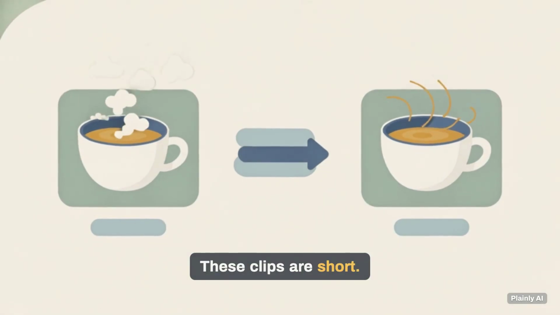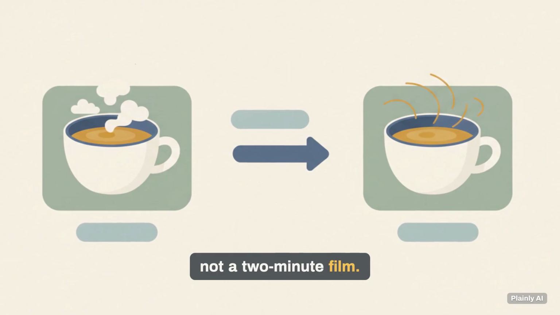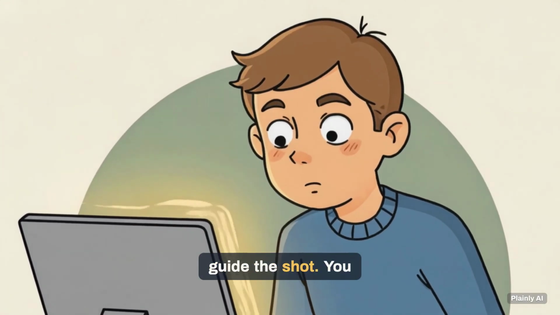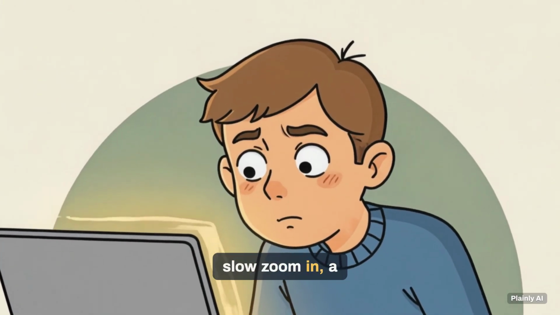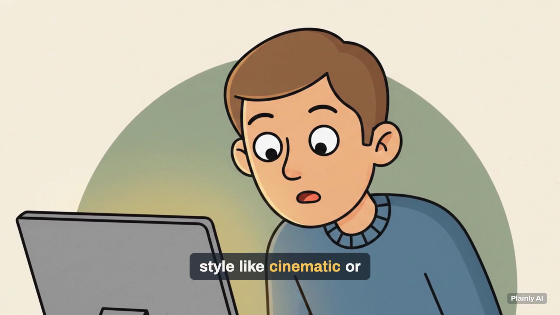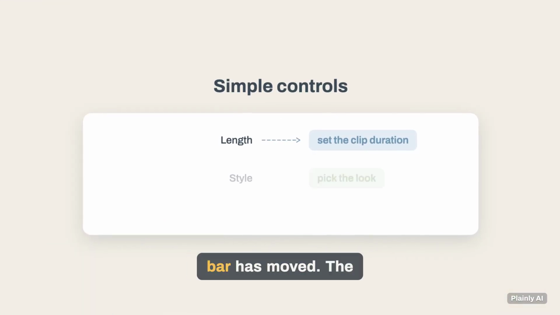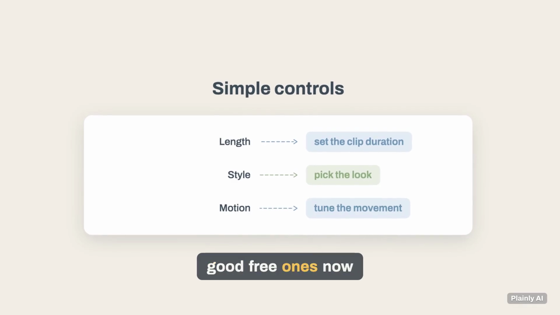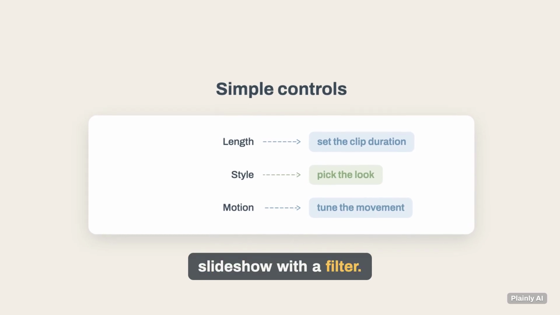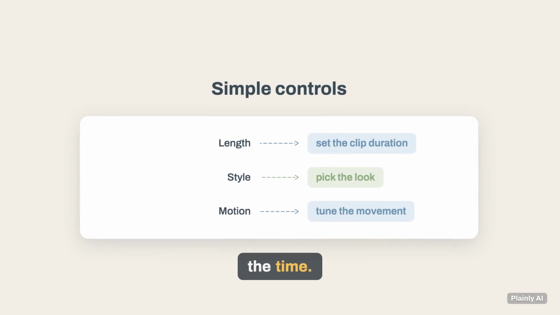A flat picture becomes a moving shot. These clips are short. We're talking a few seconds at a time, not a 2-minute film. That matters, so hold it. Most of these tools also let you guide the shot. You can ask for a slow zoom in, a pan across, a specific mood, even a rough style like cinematic or hand-drawn. You're directing, and the quality bar has moved. The good free ones now produce clips that look like footage, not a slideshow with a filter. Real lighting, real depth, believable movement, most of the time.